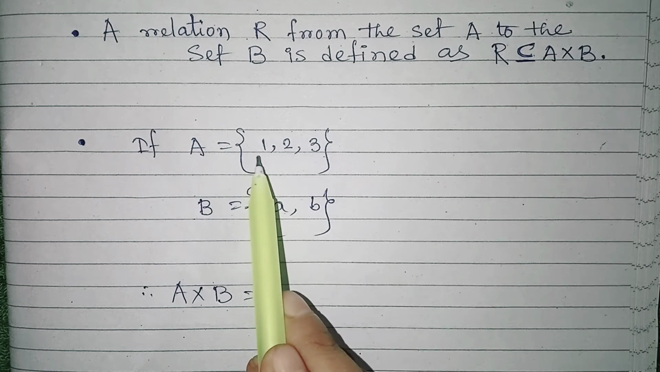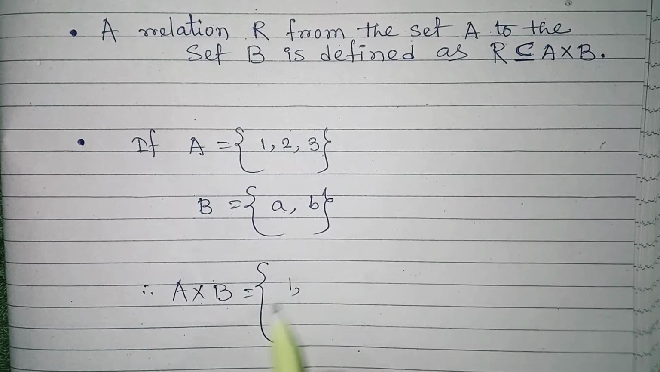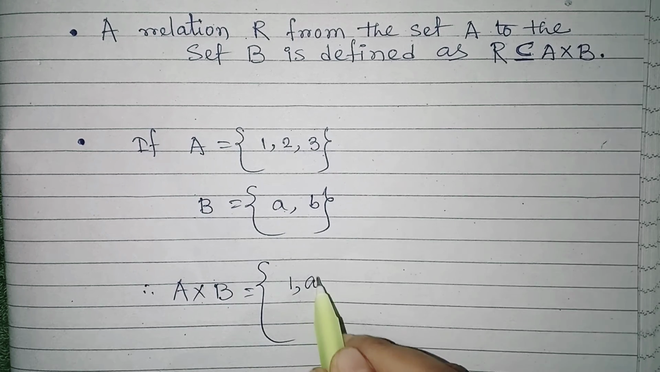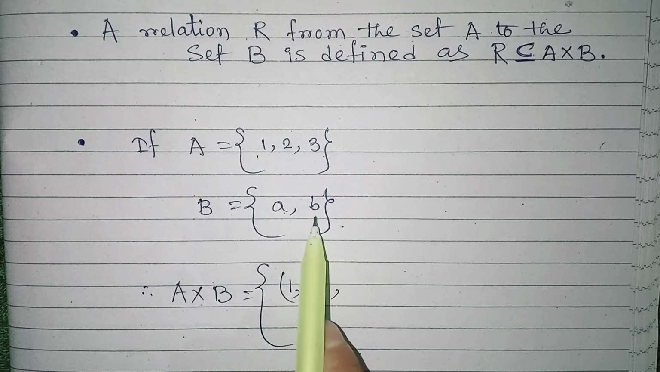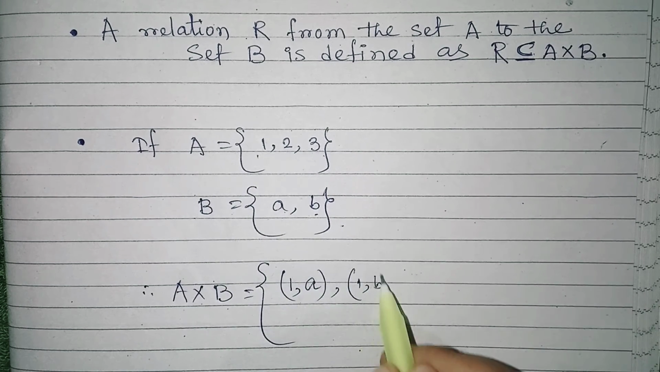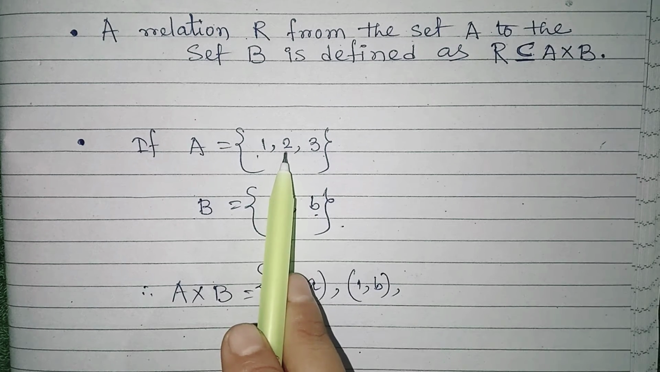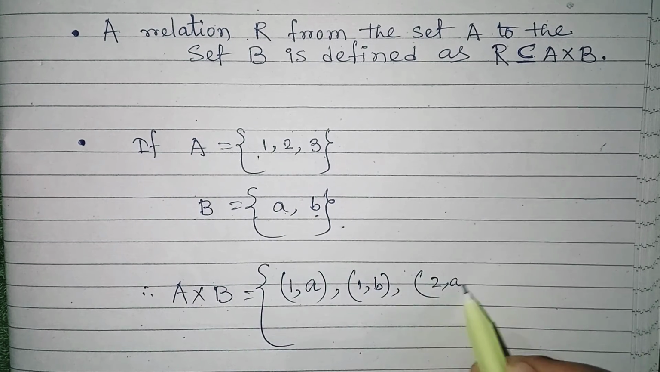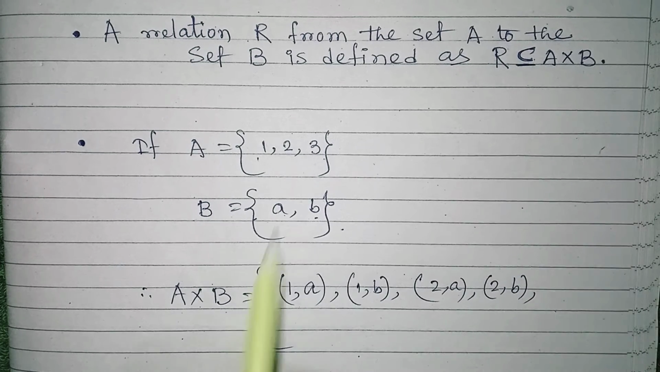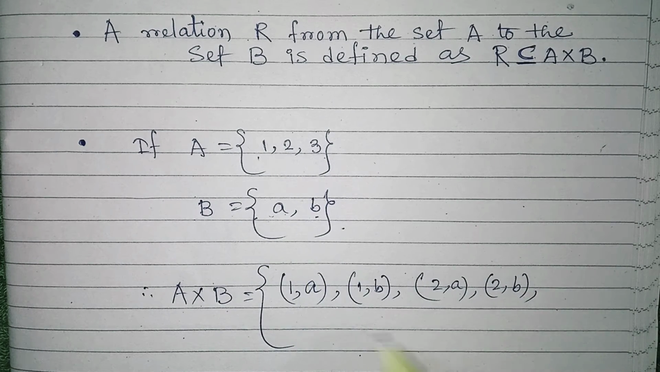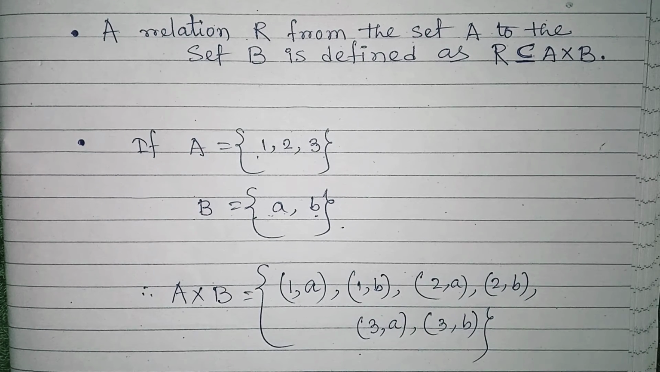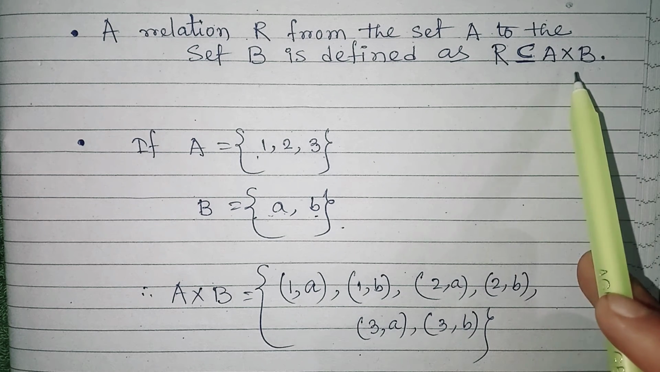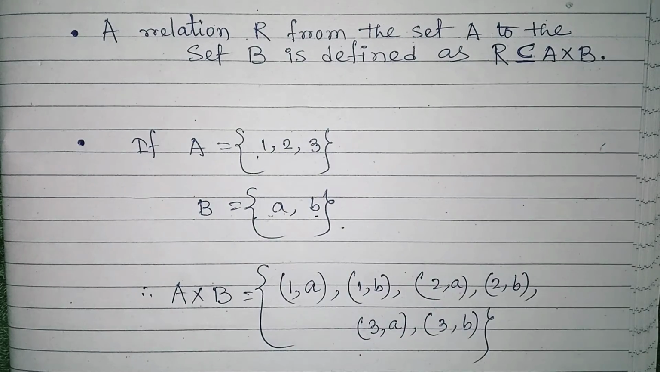First you have to write the element of A, after that the element of B: 1 comma a. Now again we take 1 with the other element of B: 1 comma b. Now we proceed to 2 comma a, 2 comma b. In the similar way, 3 comma a and 3 comma b. So this way we can find the elements of A cross B. Here R is a subset of A cross B, then R is called a relation.